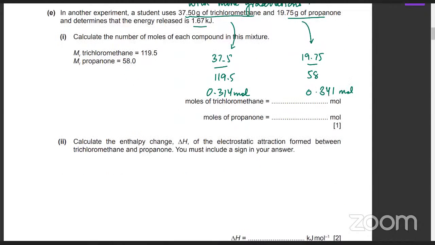Now calculate the enthalpy change of the electrostatic attraction formed between trichloromethane and propanone; you must include a sign in your answer. Basically, you always use the limiting reactant. So 0.314 moles produces 1.67 kilojoules of energy, and it's exothermic, right? It's negative, released. Enthalpy change is always for 1 mole. So 1 mole would produce how much? That's going to be X. So what is the value of X?